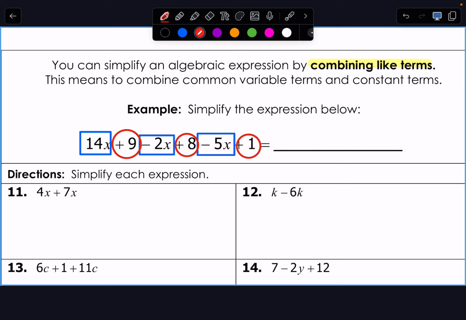Then what are we going to do? We're going to actually do these operations with our numbers. So 14x minus 2x minus 5x. What would that be?